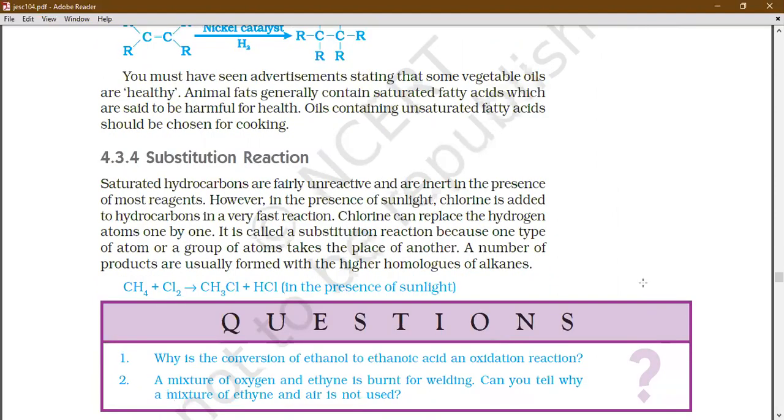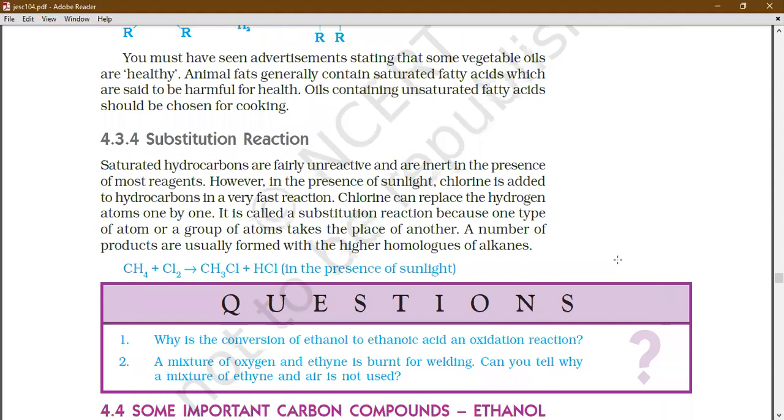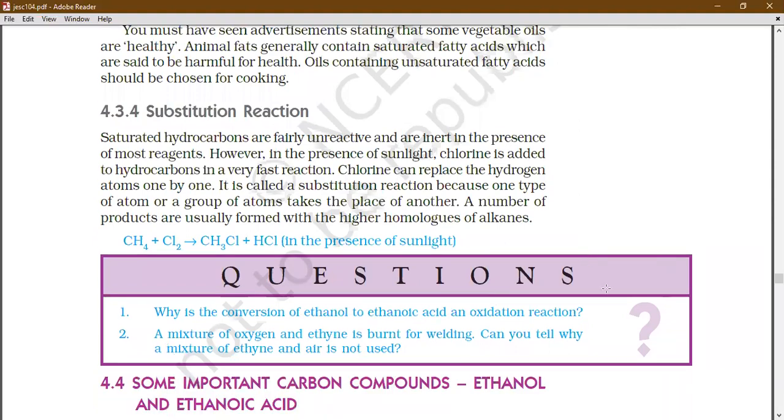Substitution reaction. Saturated hydrocarbons are fairly unreactive and are inert in the presence of most reagents. However, in the presence of sunlight, chlorine is added to hydrocarbons in a very fast reaction. Chlorine can replace the hydrogen atoms one by one.